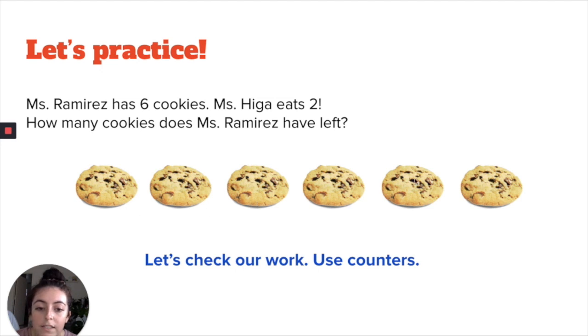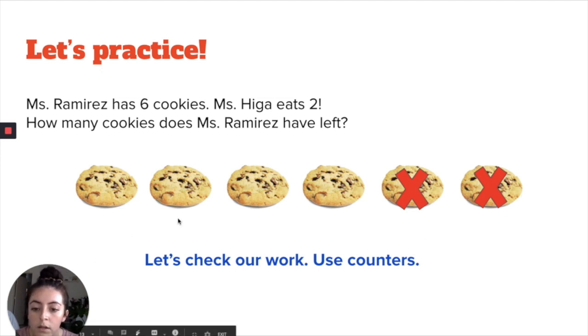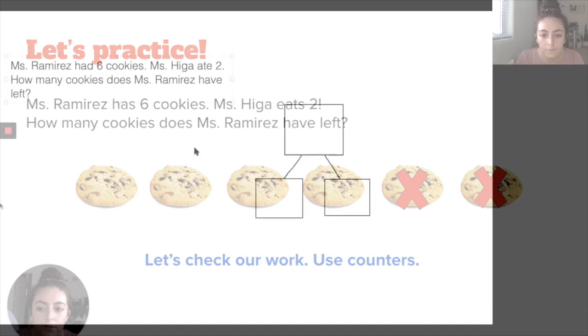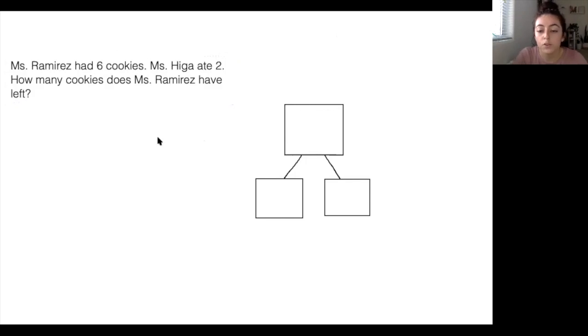I see that there are 6 cookies on my screen. And I know Miss Higa ate 2 of them. So how many cookies do I have left? Let's count them. 1, 2, 3, 4. Great job. Now let's check our work and use our counters. Okay, scholars, so our problem was that Miss Ramirez had 6 cookies and Miss Higa ate 2 of them. How many cookies does Miss Ramirez have left? Now, I want to think about what number is my total. What is the biggest number I have?